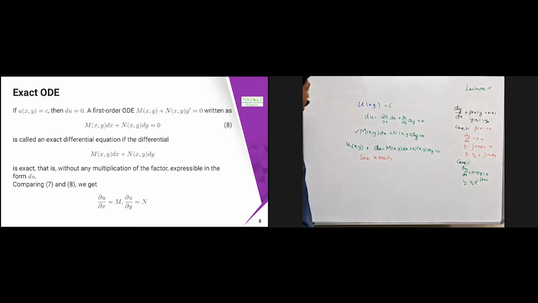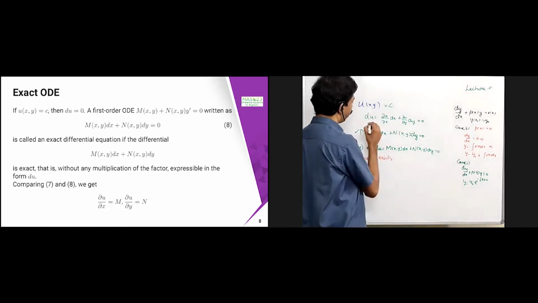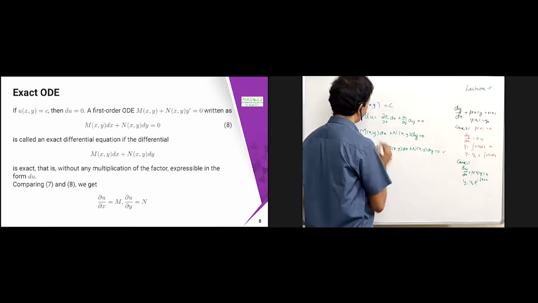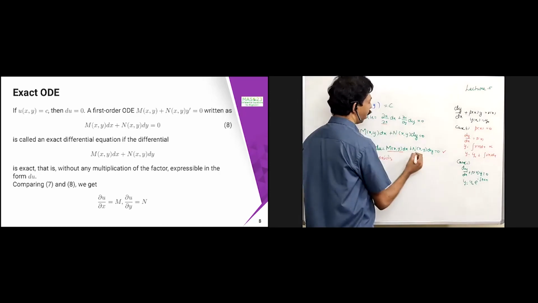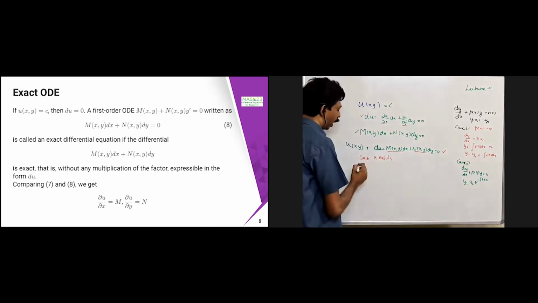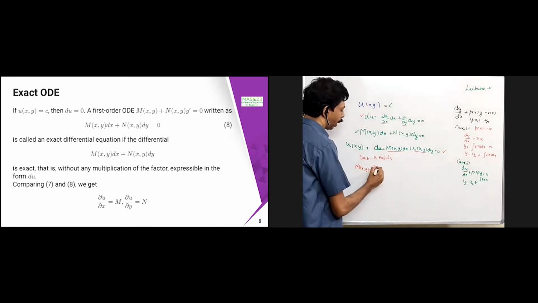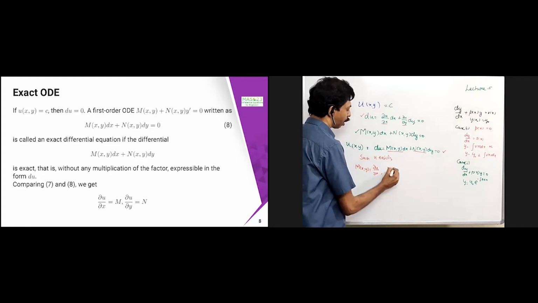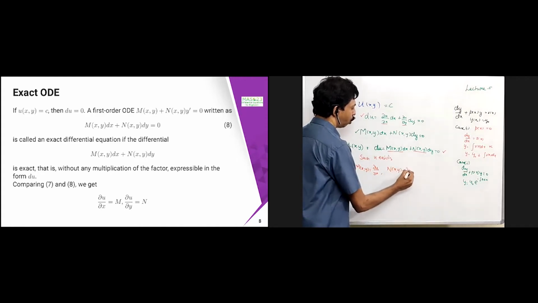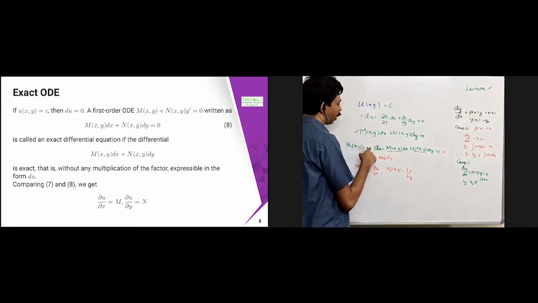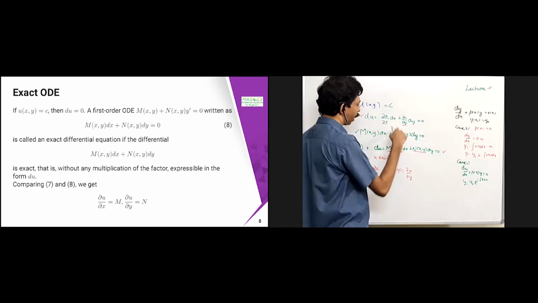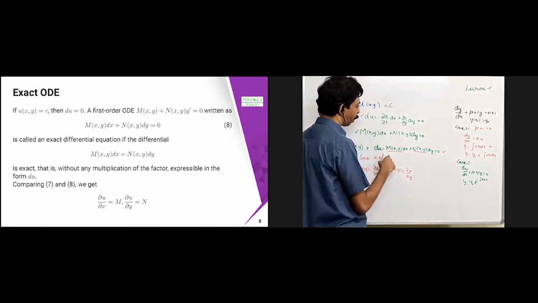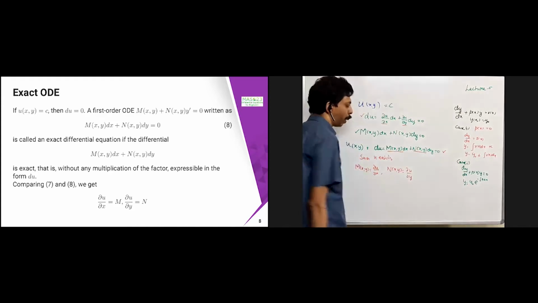Suppose this is an exact ODE, then I am going to compare this one with this one. I compare m of x y into dx with this term, and n of x comma y with that term. So I get m of x comma y equal to dou u by dou x, and n of x comma y equal to dou u by dou y. Comparing the dx coefficient, dou u by dou x equals m of x comma y, and comparing dy, dou u by dou y equals n.